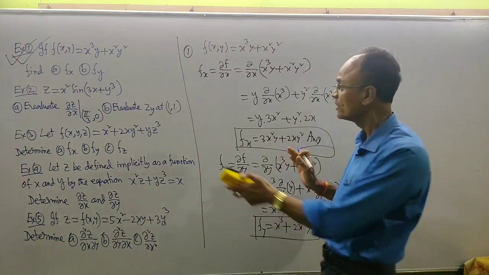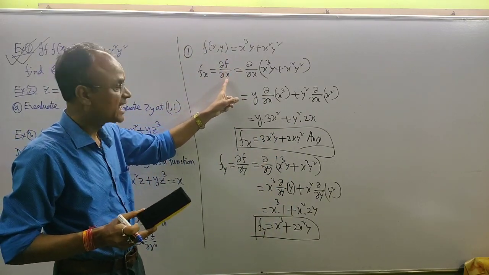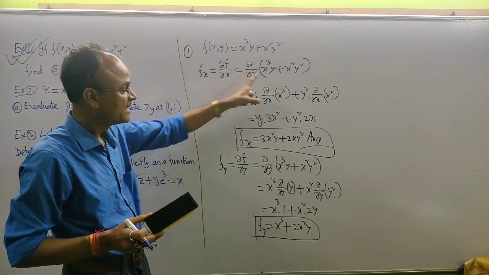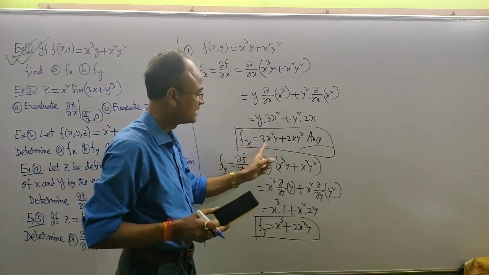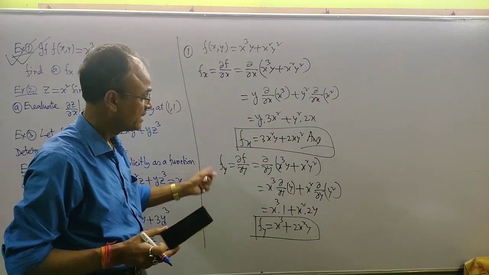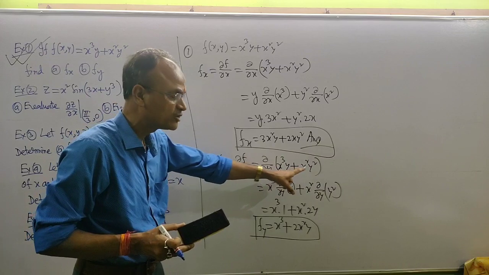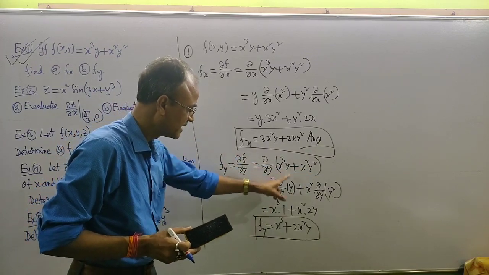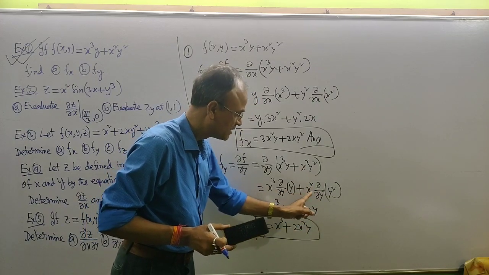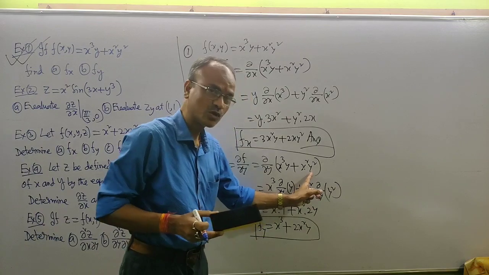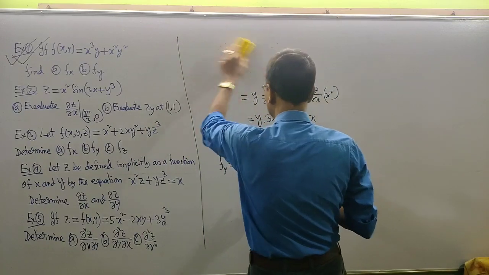Number 2. Perhaps you understand this. When you are differentiating partially with respect to x, you should treat the other variable y as constant. Therefore, you will get this one. If you are differentiating partially with respect to y, then you must treat the other variable x as constant. Therefore you will get x cube plus x square, treat x square as constant, differentiation of y square is twice y. Very simple, twice x square. Number 1. Number 2.